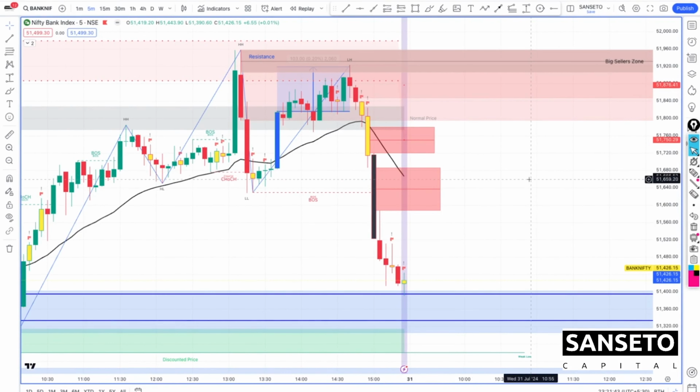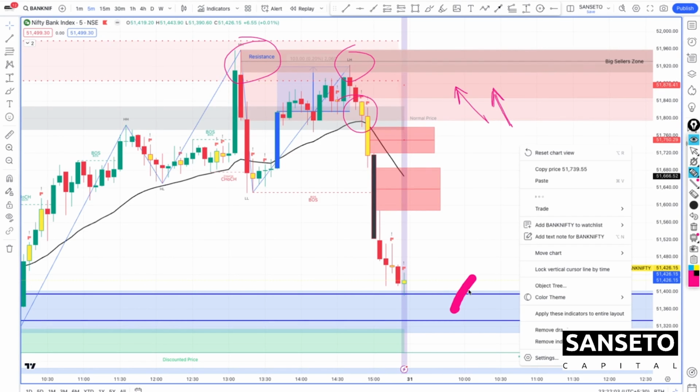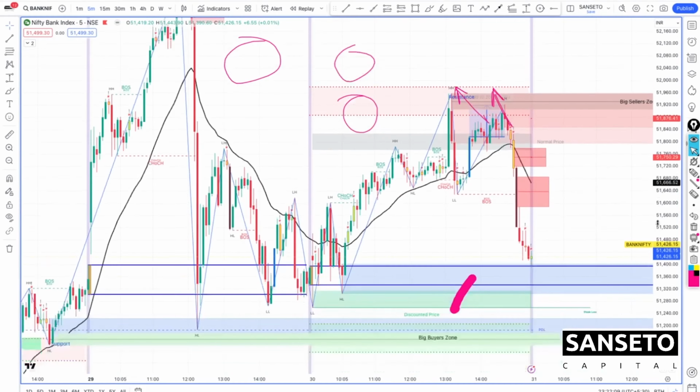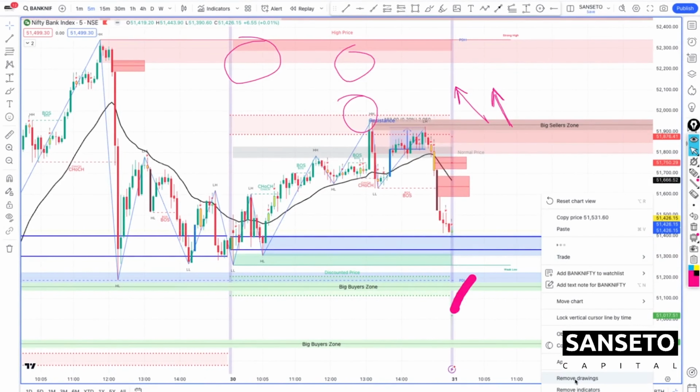Okay, let me clear the diagrams. So now another reason for selling this area is, you can see this red color area. This is called the seller order block. If you see a blue color here, this is called the buyer order block. Buyer order block means this is a support. Seller order block means this is a resistance.